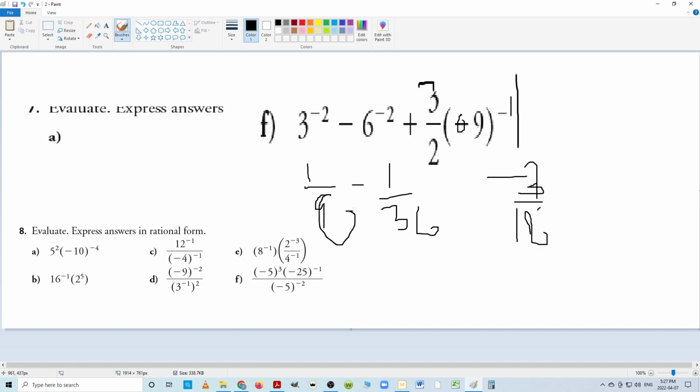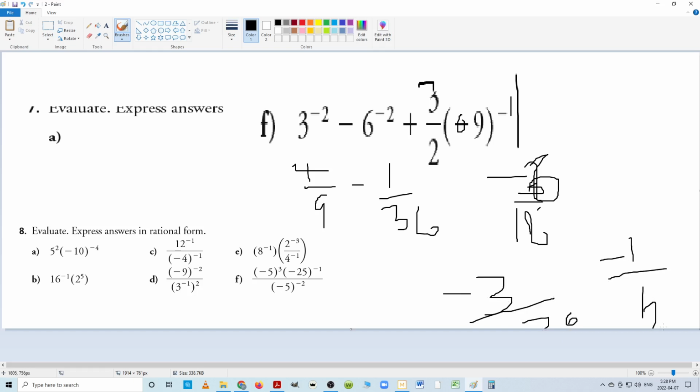How do I turn this into 36? I have to multiply by 4. This is already fine. How do I turn this into 36? I have to multiply this by 2, so it's -6. So I get +4 minus 1 minus 6, so 4 minus 7. I get -3/36. Divide both by 3, I get -1/12.